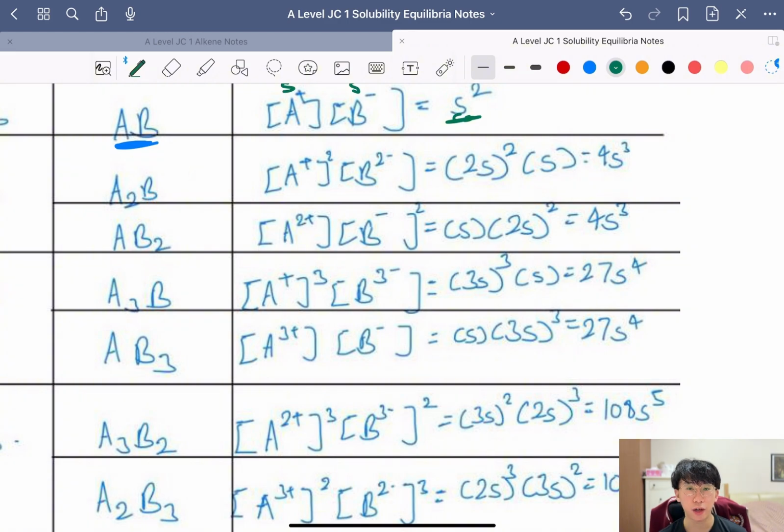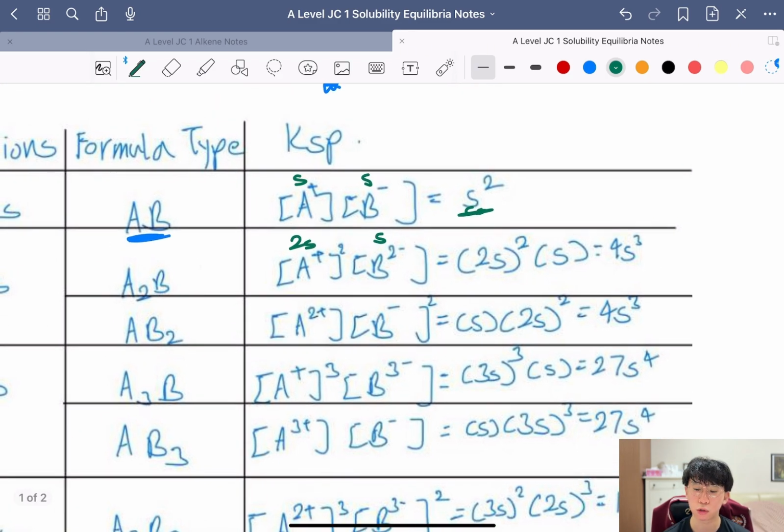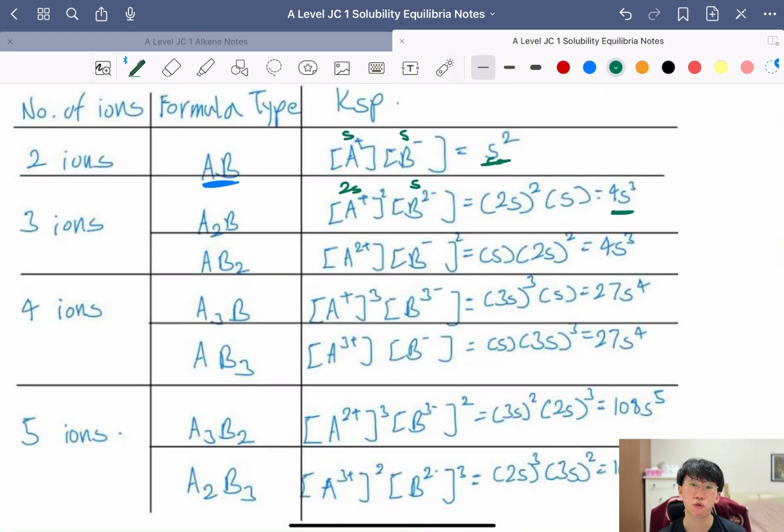Now what happens if you have A2B? Well, when you have A2B and S amount of solid has dissolved, then you would get 2S amount of A plus and S amount of B2 minus. And if you just substitute these into the equation, you'll realize that Ksp equals 4S cubed. Now you can do the same for the rest of the formula types, and you will see that Ksp is actually related to S and can be easily calculated from one another.